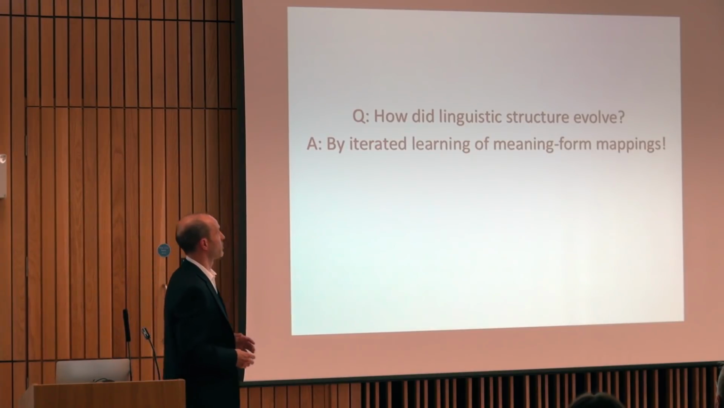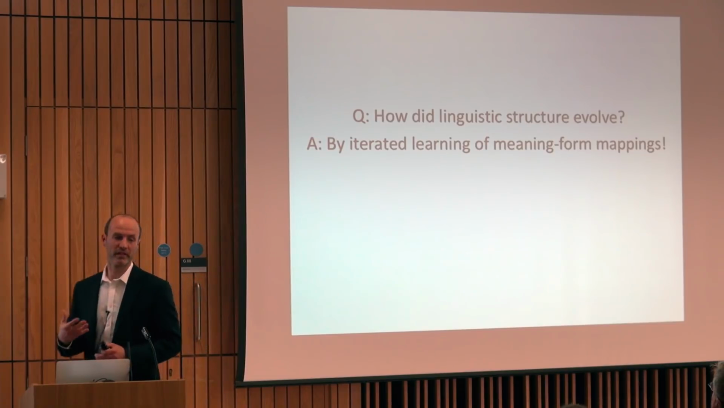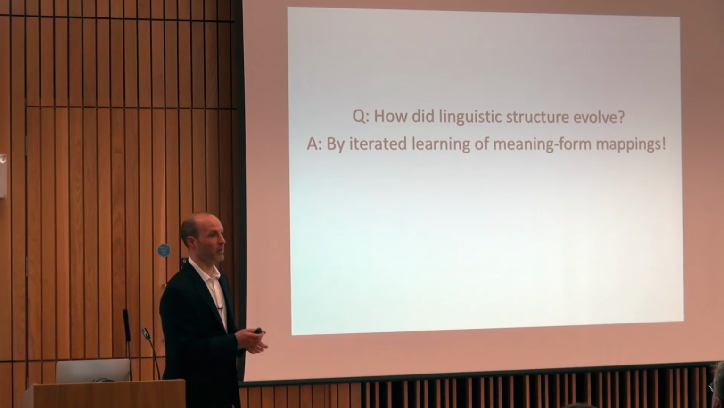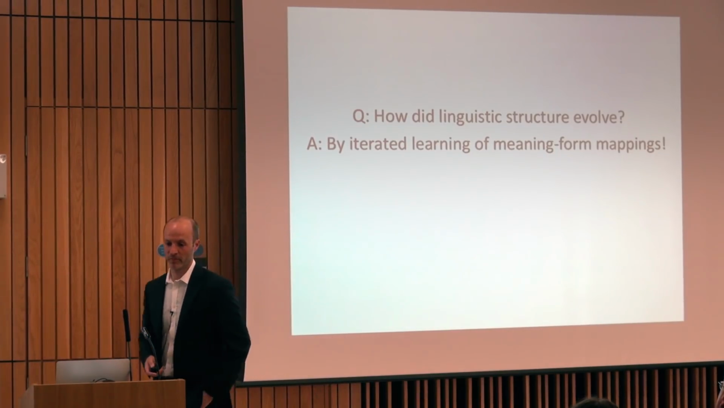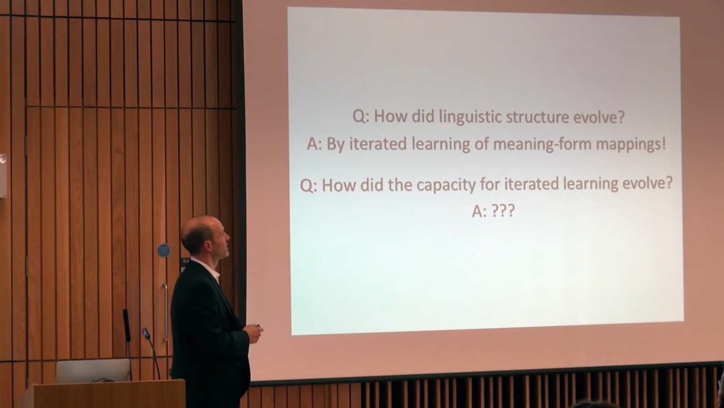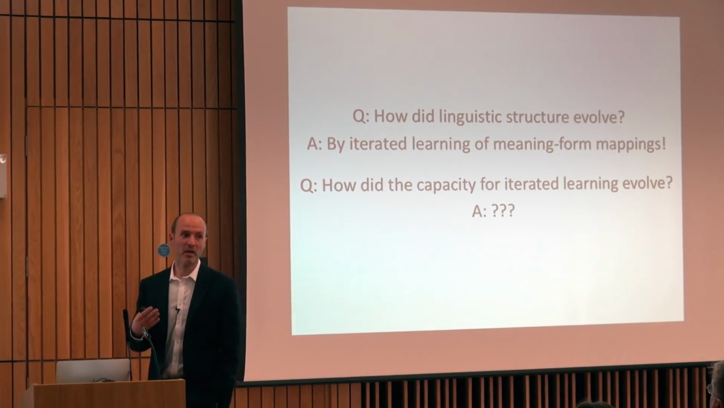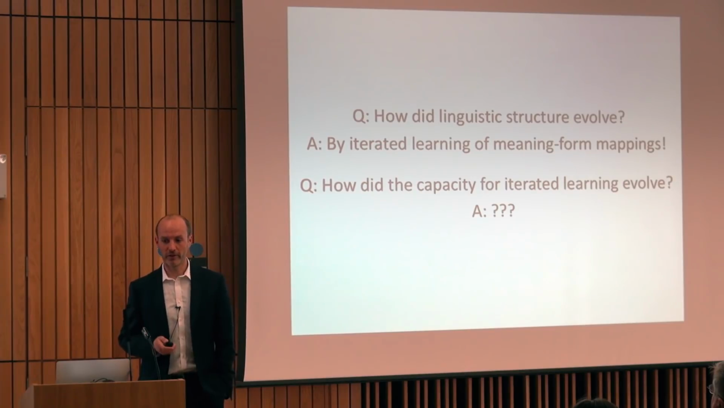Linguistic structure evolves as a consequence of iterated learning of meaning-form mappings, and that's what our experiments and our computational models suggest is the case. So we've explained part of the puzzle of how language evolved in our species, or we have a mechanism that explains part of that puzzle. But of course, that just kicks the question slightly further down the road. If iterated learning is crucial to producing structured linguistic systems, then you might want to know how the capacity for iterated learning evolved. So how did humans end up being able to transmit meaning-form mappings to one another?